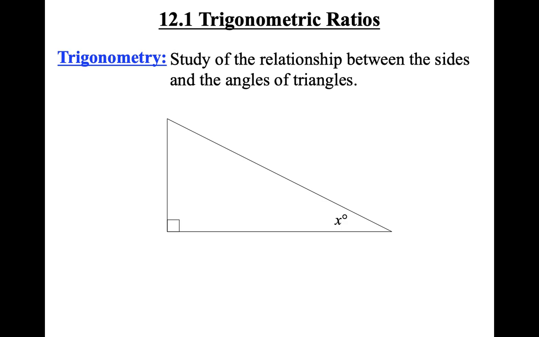As you look at this right triangle, we know that it's a right triangle because in the lower left-hand angle, we see the right angle symbol, that perpendicular symbol. We are going to call angle x degrees our reference angle because it is identified. The other acute angle is not identified.